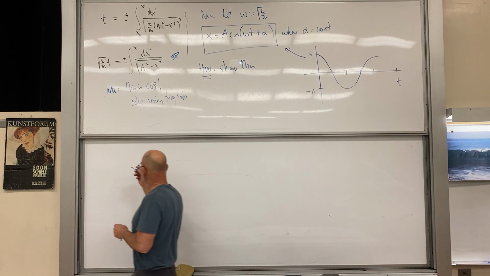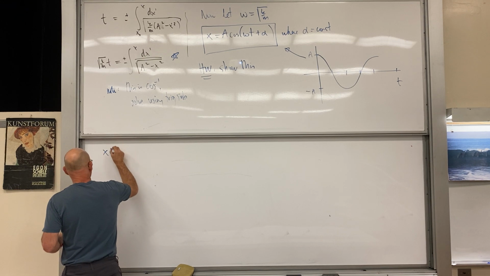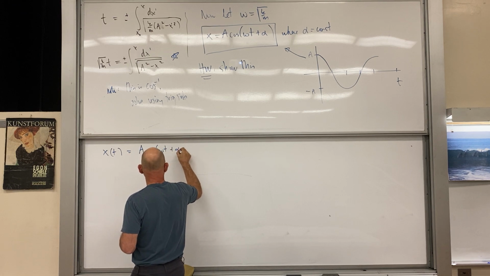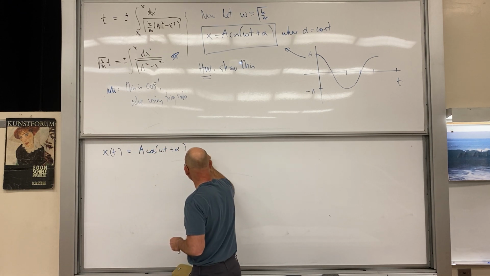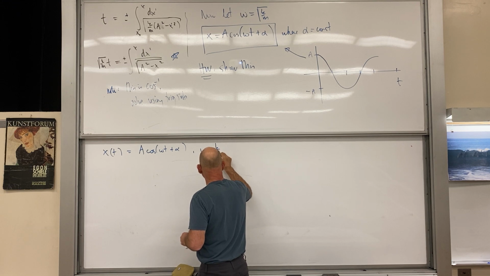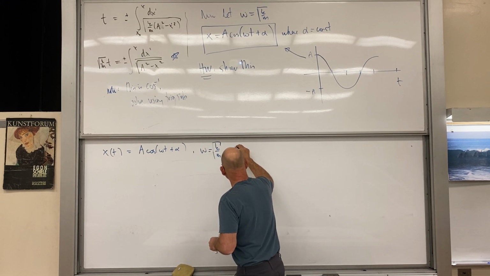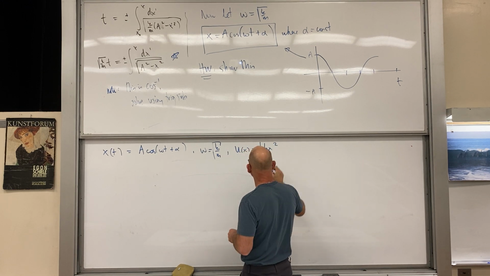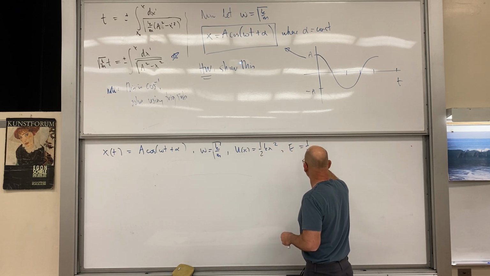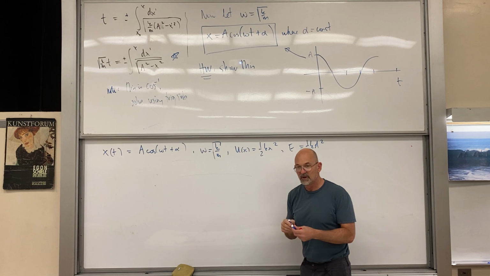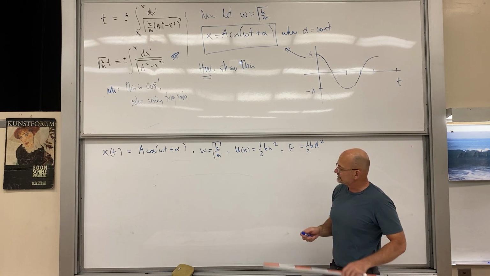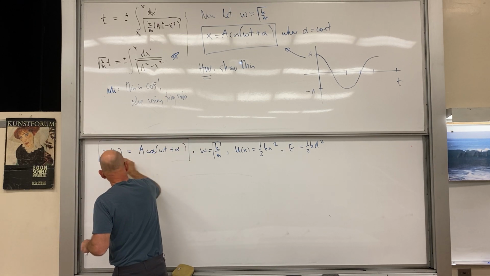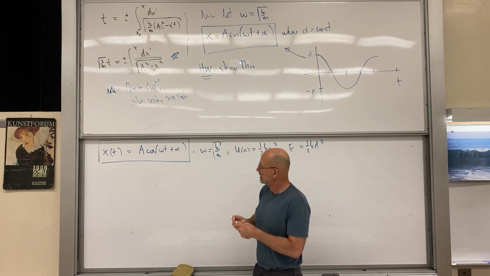And let's just go ahead and take this x of t is equal to a cos(omega t plus alpha). Omega is root k over m, and of course u of x was 1/2 k x squared, and the energy is 1/2 k a squared. So now we have the full characterization. This is not just periodic motion, but it's what's called harmonic motion.